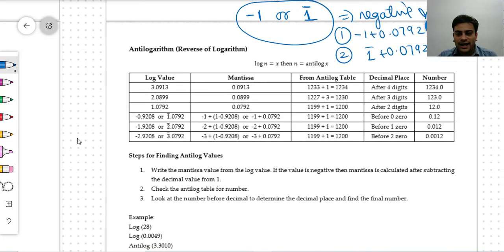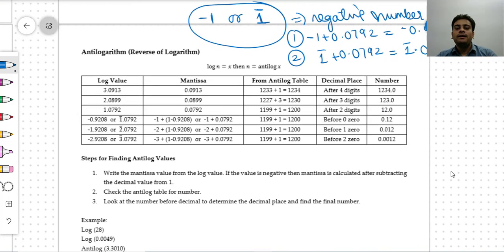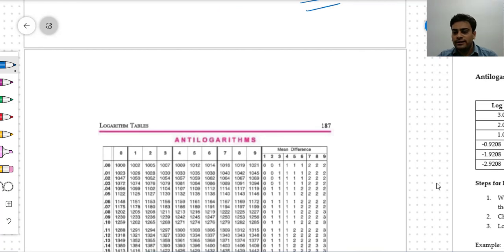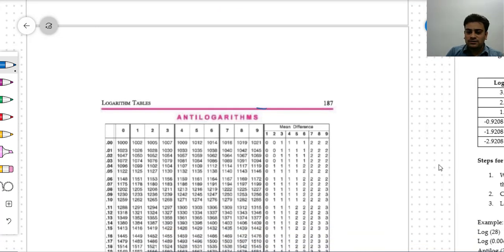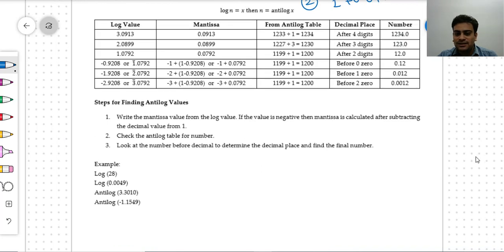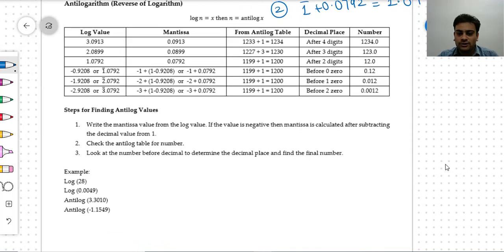Now we immediately look at examples of how we can find the anti-log values from tables. We also have anti-log tables, which are different from the log tables, right? You can see I have put it here, and at the top of the tables you will see anti-logarithms. So these tables are for finding the values of anti-logarithms. First we look at the steps for finding the anti-log values. Again, the steps are very simple.